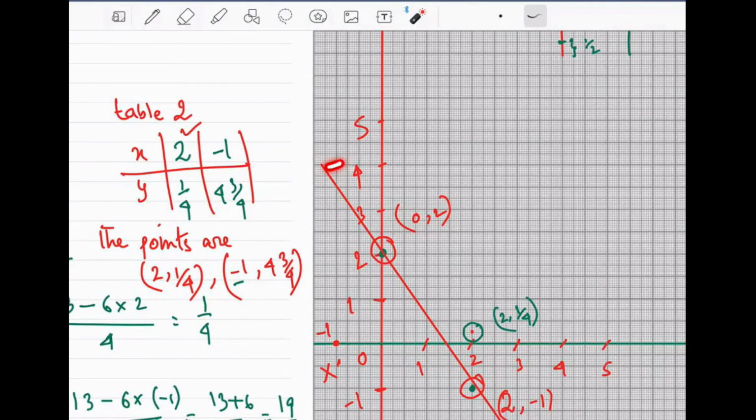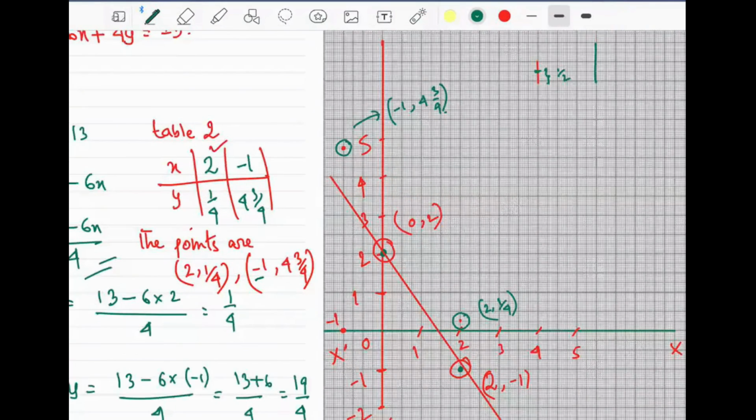Okay, 3 quarters means this is one value. If I take up to here only, that is 1 by 4. If I reach here, this will be half. If I reach here, this will be 3 by 4. Okay, so 3 by 4 is this point right here. This is 3 by 4. So this point right here is 4 whole. No, sorry. Minus 1 comma 4 3 by 4.